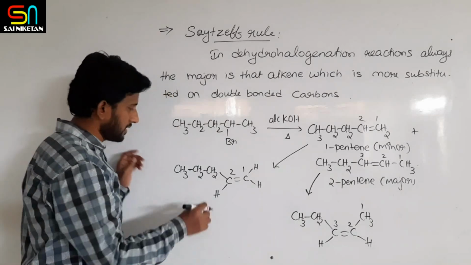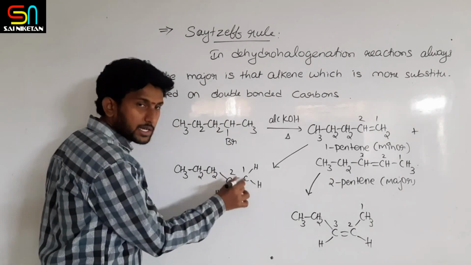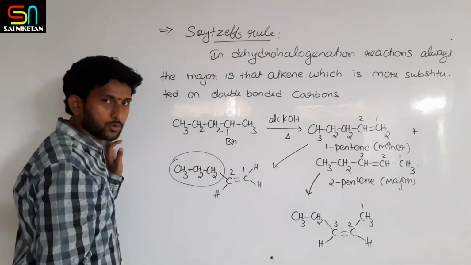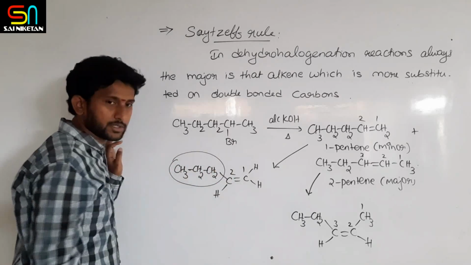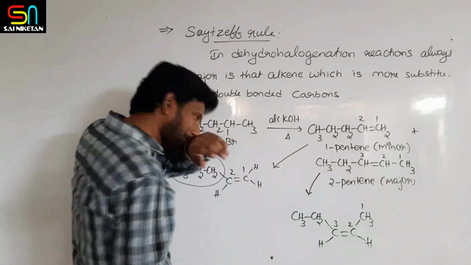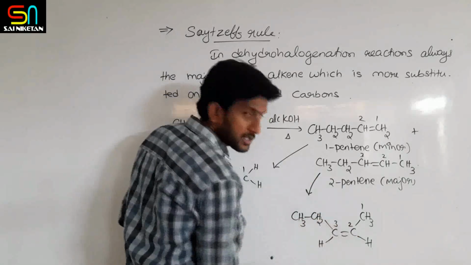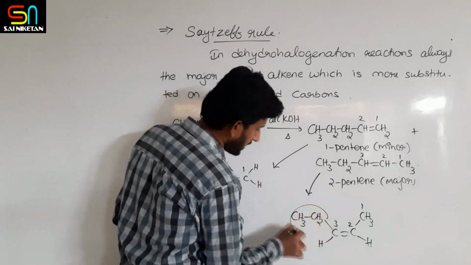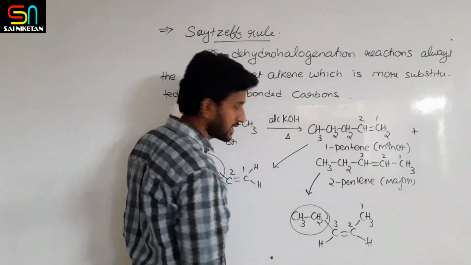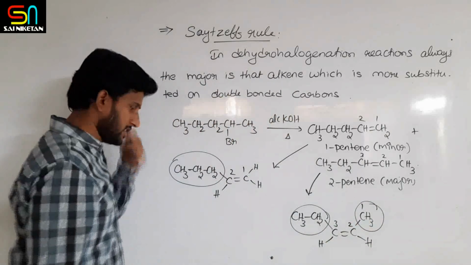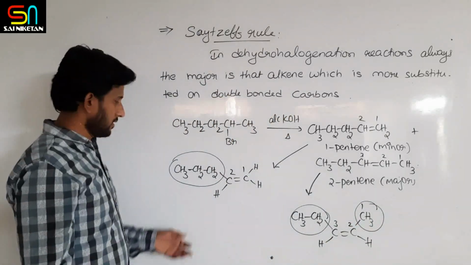Now if you observe here, on these double bonded carbons of 1-pentene, only one substitution is present, a propyl group. Remaining all are hydrogens. Whereas in 2-pentene, on these double bonded carbons, one ethyl group is present on the third carbon, and one methyl group is present on the second carbon. So which is more substituted alkene?